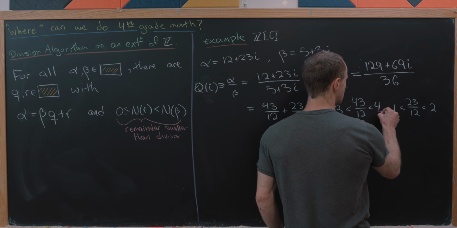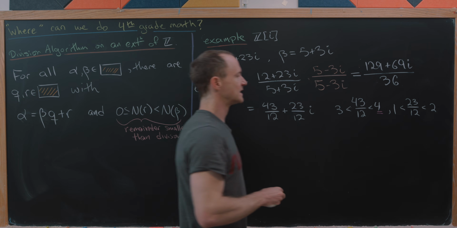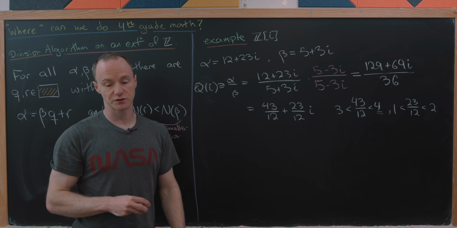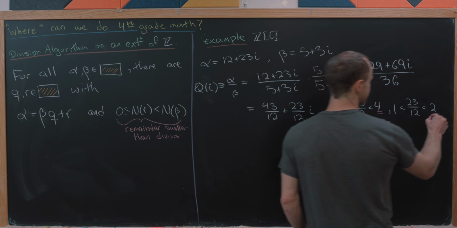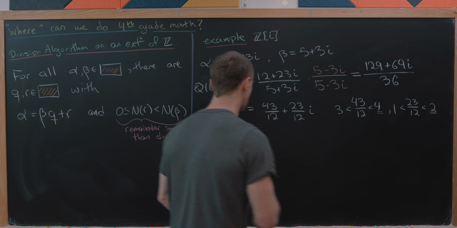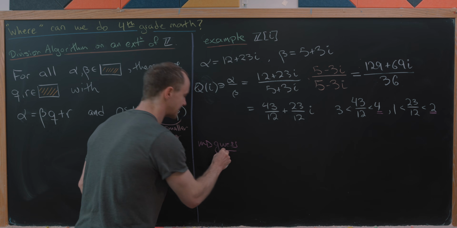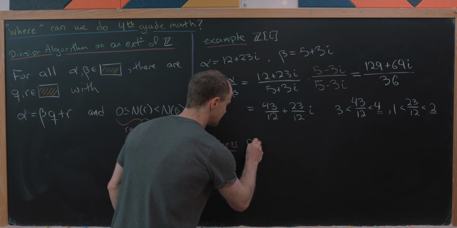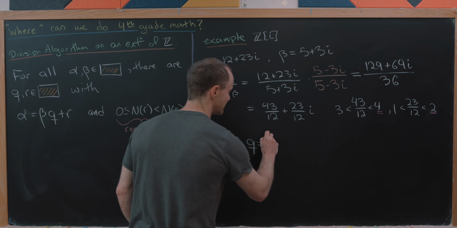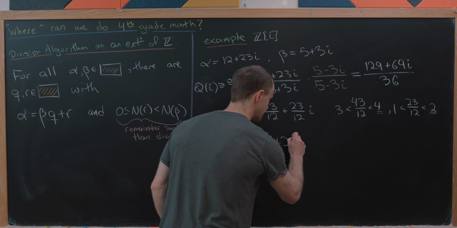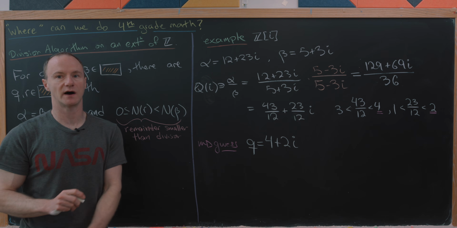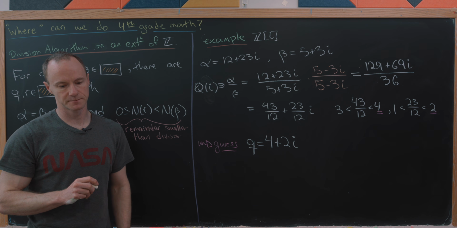So this thing is going to be closer to 4. And then likewise, 23 over 12 is pretty clearly closer to 2. So that motivates us to make the following guess at our quotient. Let's take the first go at a quotient to be 4 plus 2i, and just see if it works out.